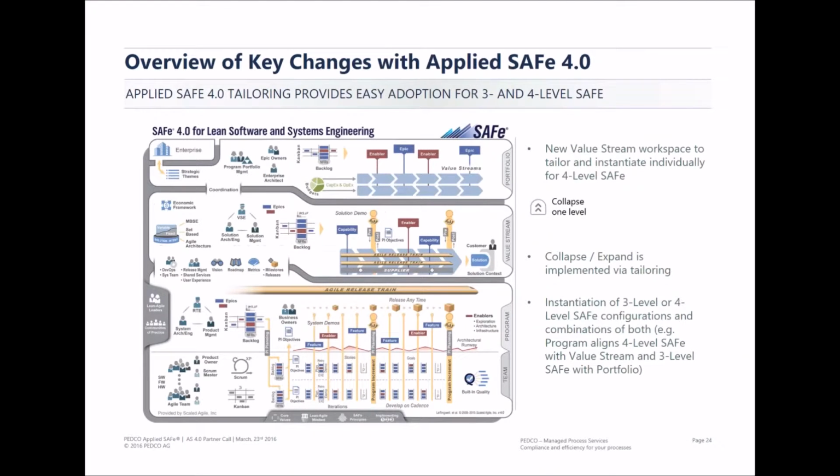So what we would like to show is that in SAFe there is the new value stream, and there is a collapse and expand button in Applied SAFe. What we have done in SAFe and in Applied SAFe is that you can instantiate a portfolio with various variations underneath. You can have a 3-level or 4-level configuration in Applied SAFe and all those combinations in between.